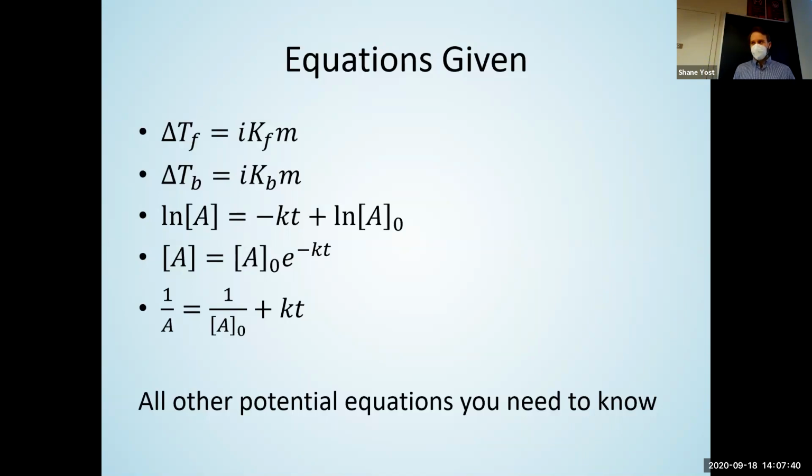Any other potential equations or formulas that you feel you need to answer a question, you need to know those yourself. You have to have those memorized and remember when to apply them. Okay?